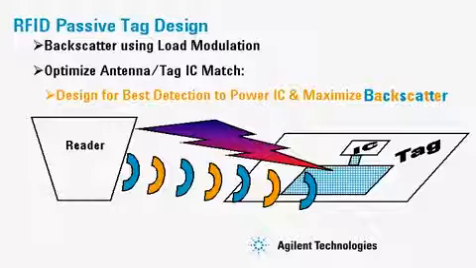Passive tags for RFID obtain power from RF energy transmitted by the reader or interrogator using a detector circuit. The antenna load is modulated by the transponder IC to send information to the reader via backscatter. Critical areas for design include obtaining a good match to the antenna and finding an efficient detector circuit.